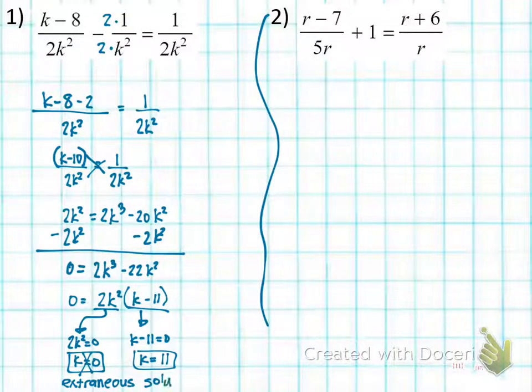Meaning it should be a solution, but it's not because it is excluded from the beginning. And that's it. That's number 1. Okay, so what did I just do? Again, I needed to combine like terms because I needed a fraction equal to a fraction. So how did I do that?